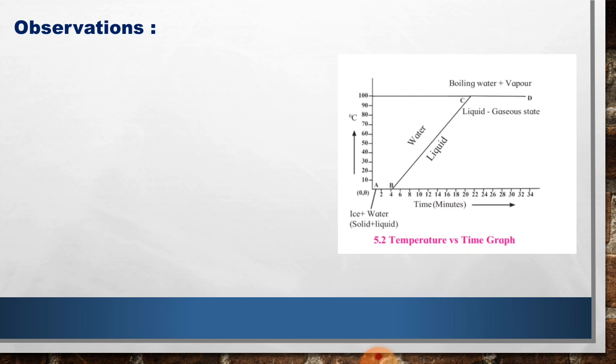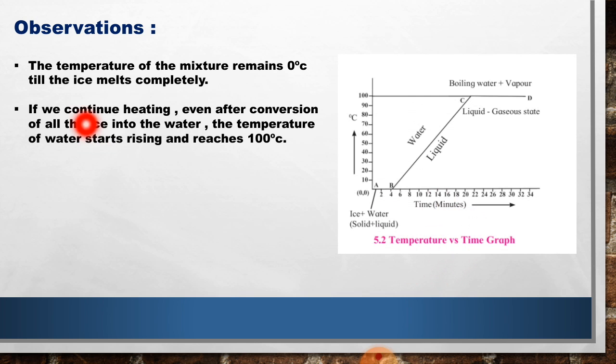So first see what observation we have got after this experiment. The temperature of the mixture remains 0 degrees Celsius till the ice melts completely. You understand? The temperature of the mixture will remain 0 degrees Celsius till the ice melts completely. That means all the ice needs to melt completely. If we continue heating even after conversion of all the ice into water, the temperature of water starts rising and reaches 100 degrees Celsius.